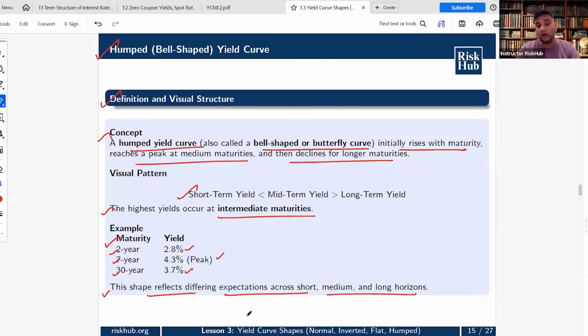Another point here is that "butterfly curve" is not the standard name for the shape. A butterfly is a trade, long or short, of the middle maturity against the two wings. The shape is called a hump or bell shape. Where it is used, the hump is the shape a butterfly trade is built around: buy the wings and sell the belly if the hump is expected to flatten.